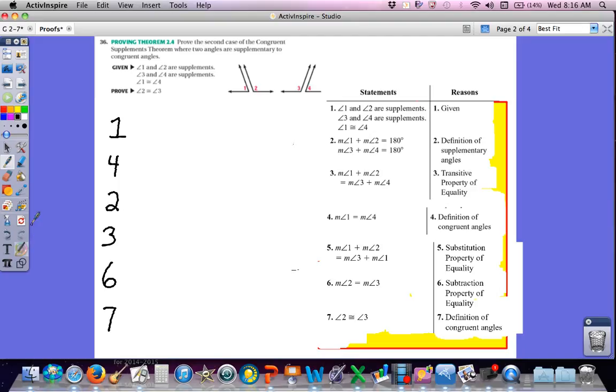Now that you've proved this theorem, in the future, could you just say the given: angle 1 and angle 2 are supplements, angle 3 and angle 4 are supplements, 1 is equal to 4, prove this? This could have been a 2-step proof where you say, well, since this is all true, the answer here is the congruent supplements theorem. When we prove a theorem, we're doing all of this work to show that what we want to prove is true. In the future, we can just use the congruent supplements theorem and cut out steps.